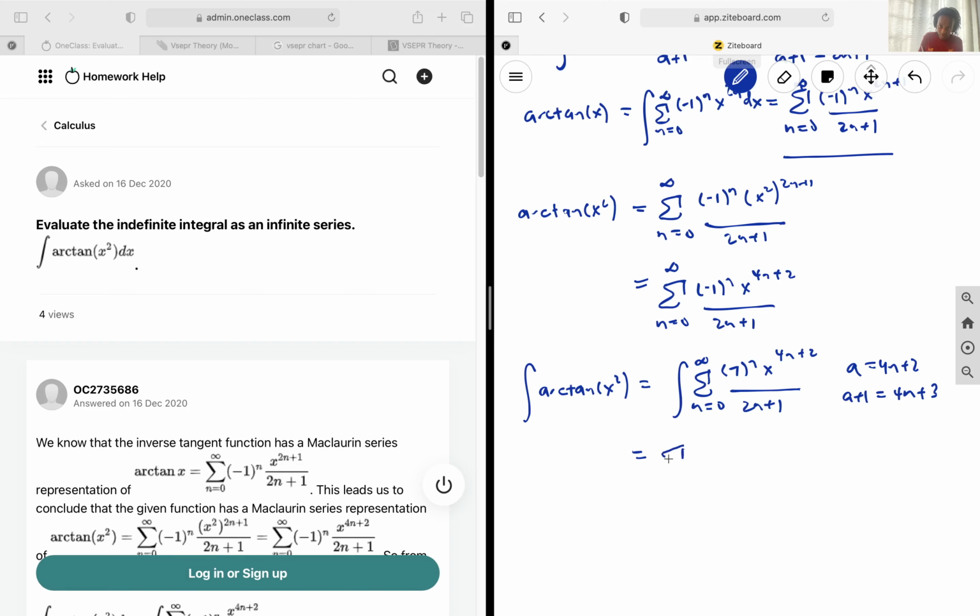Which means that this will become the infinite series negative 1 to the power of n, x to the power of 4n plus 3, all over that 2n plus 1 will still be there, multiplied by 4n plus 3. So this one is from the first integral we found to find arctan in the first place, and then the 4n plus 3 is from integrating arctan x squared itself. And so this is going to be with the radius of convergence of 1. And that's our final answer.